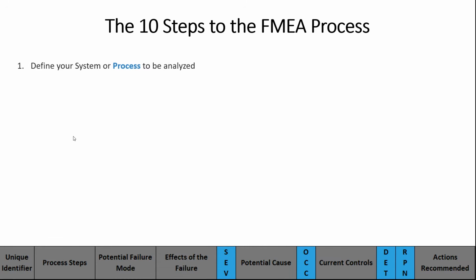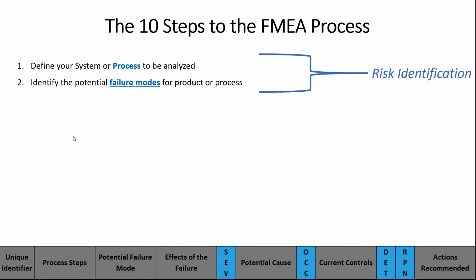All right, so let's go through the 10 steps to the FMEA process. So steps 1 and 2 are to essentially define your system or your process to be analyzed. You want to be clear around the boundaries that you're putting on your process or your system. I would recommend smaller is better, right? If you try to analyze a really complex design or a really complex process, it can feel like boiling the ocean. So step 1 is to define exactly the boundaries of what we're analyzing. And then step 2 is to identify those failure modes. This falls into the category of risk identification. We're essentially identifying those failure modes that could impact our customer.